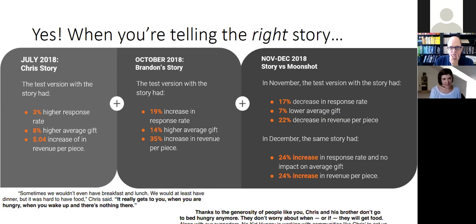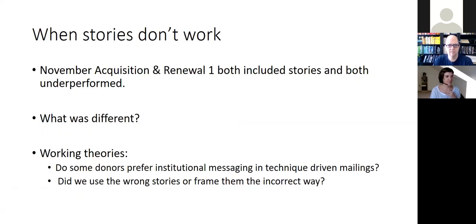And now here's where we get into some interesting territory, I think, because what we found out is, yes, stories win most of the time, but you've got to be telling the right story. So you'll see in November, the test version with the story decreased response rate, decreased average gift, decreased revenue per piece. And then we saw some bounce back in December. So that November acquisition wasn't the best. We also just rolled out with a story in our renewal, and both underperformed.